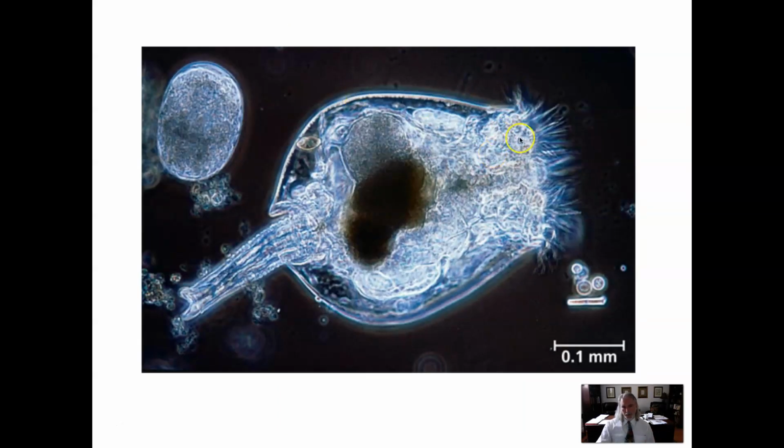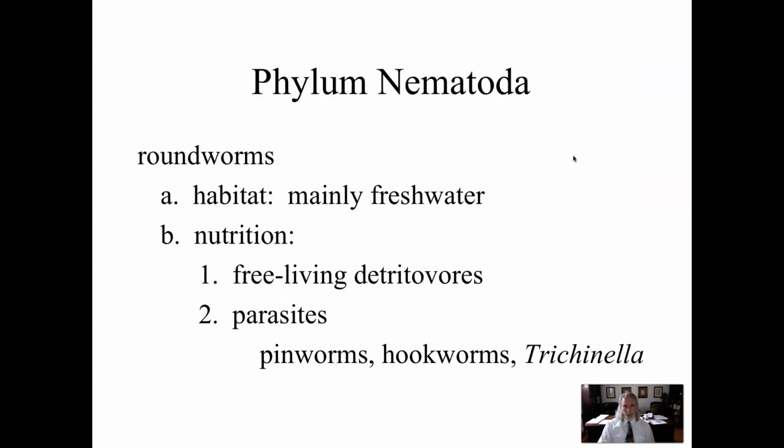Okay, so this is a light microscope picture of a rotifer. Again, these are the 2 crowns of cilia up here, which will draw food into the mouth. Okay, the phylum Nematoda, those are the roundworms. We're going to make a distinction as we move along between flatworm, roundworm, and segmented worm. So there are 3 groups of worms that we're going to talk about.